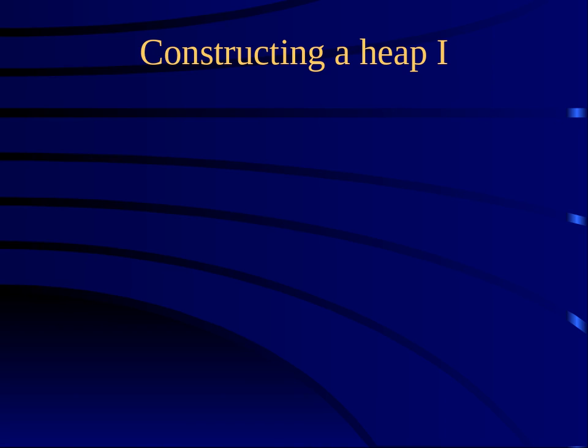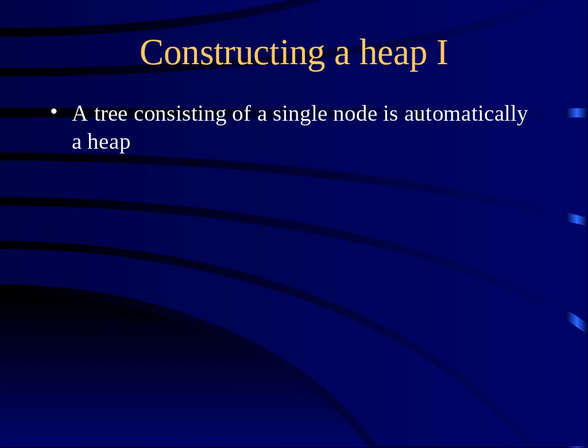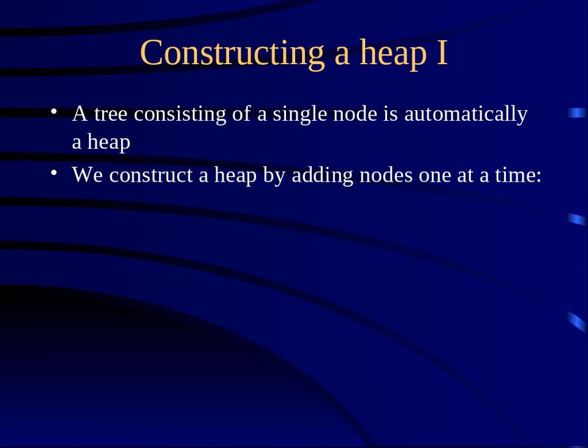Constructing a heap, part 1. A tree consisting of a single node is automatically a heap. Does that make sense? If it's one node, it's balanced, it's left justified, and it has the heap property because it has no children. All right, great. We construct a heap by adding nodes one at a time.